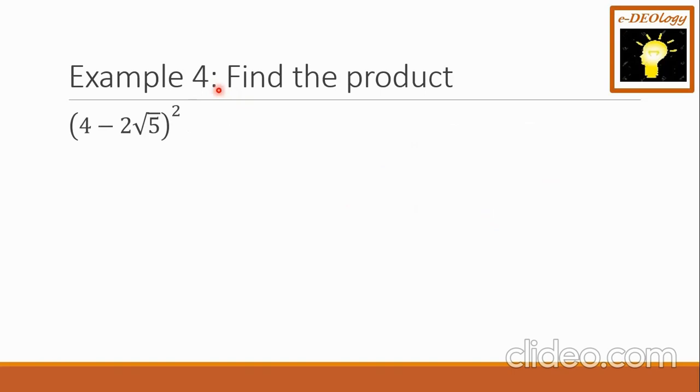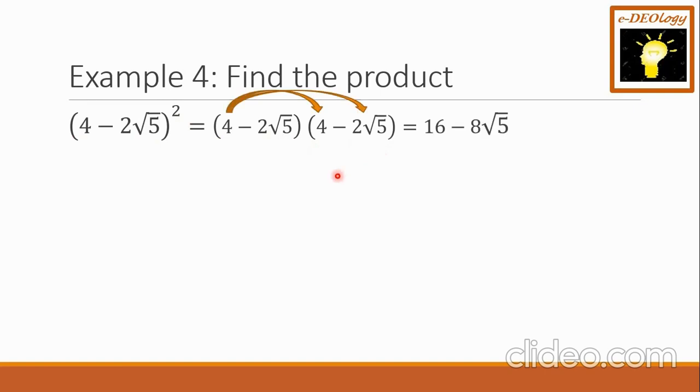Let's have example 4. This is now the square of the quantity 4 minus 2 square root of 5. We can expand this binomial here to be 4 minus 2 square root of 5 times 4 minus 2 square root of 5. And then we will do the long multiplication. Start with 4 times 4 is 16, and then 4 times negative 2 square root of 5. We will get this 8 square root of 5.